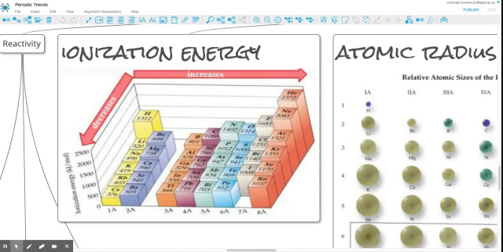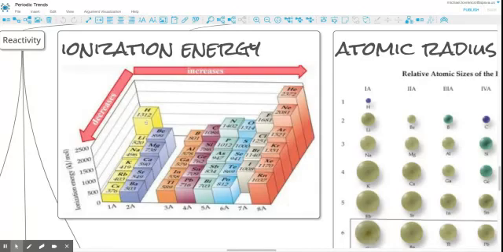Well, if we look at those group trends in ionization energy, we see that the amount of energy it takes to remove the very last electron decreases as you go down the group. So as the electrons get further from the nucleus, and as the attraction and hold that they feel from the nucleus decreases, it becomes easier for them to be removed, and the ionization energy decreases. And we see that going down our main group elements.